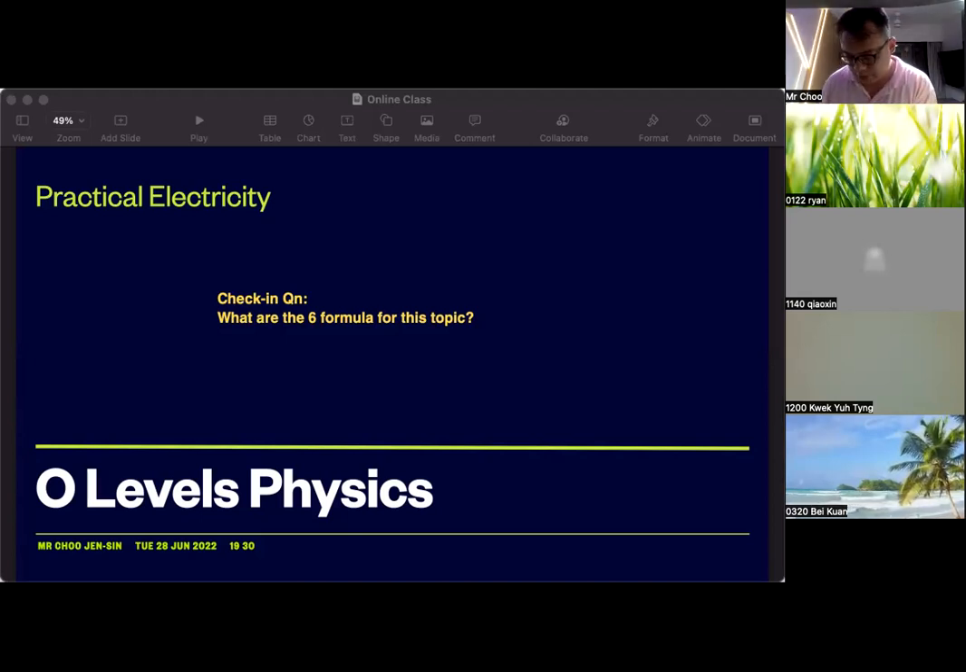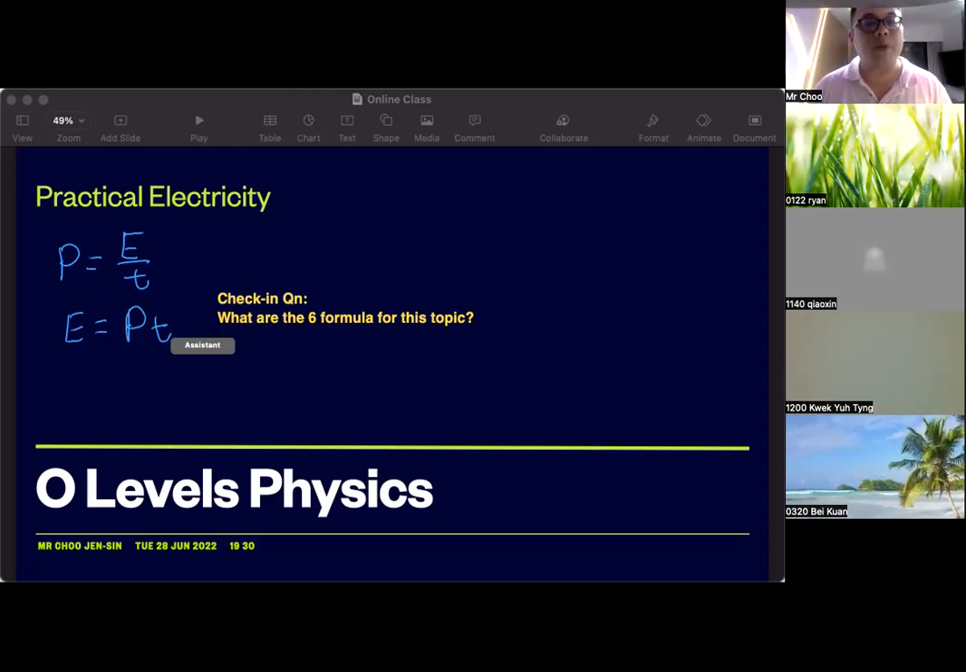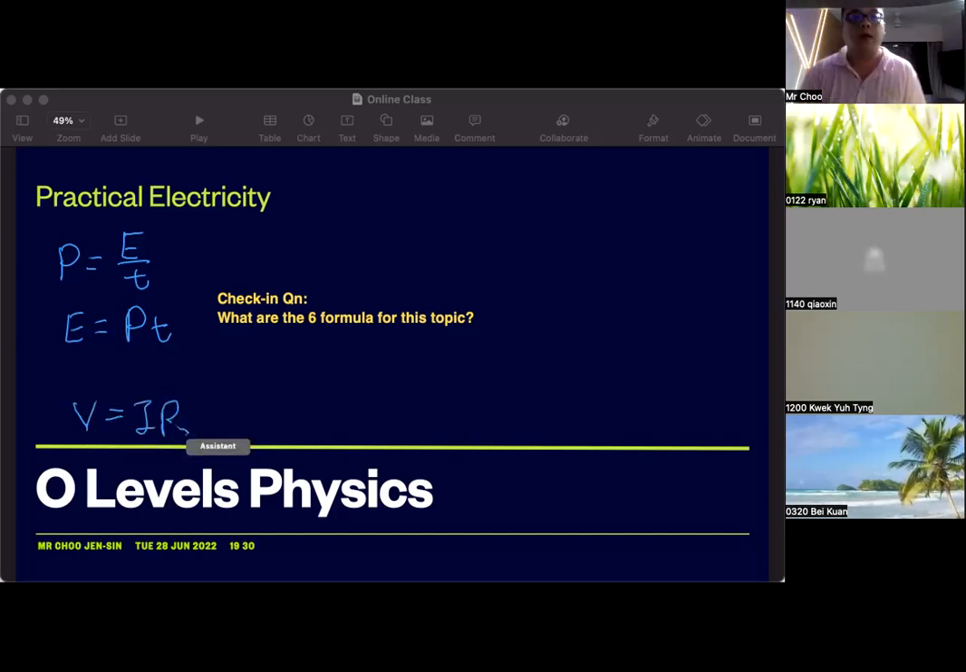Okay, as a revision, all of you have given me the answer already. The two formulas you need to know before this topic: power is equal to energy over time. Then you rearrange, you make energy the subject, you get power times time. The second formula that you need to know before this topic is V is equal to IR. So these are the two formulas that you need to know prior to this topic.